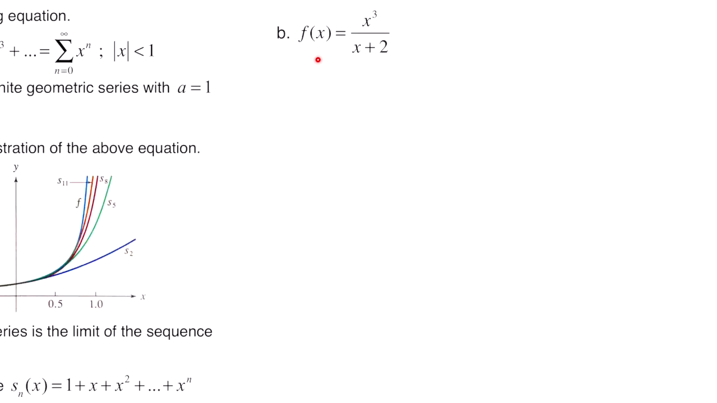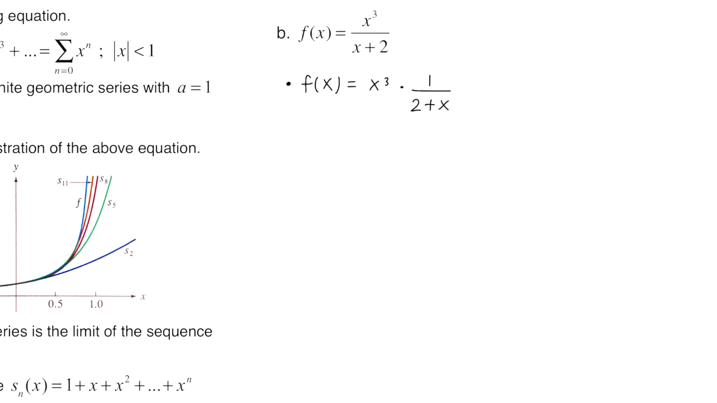For part B, we have f of x equals x cubed over x plus 2. What we're trying to do is get this function in the form of 1 over 1 minus x, so we have a little bit of manipulating to do. First, I want to bring this x cubed to the front. I'm just taking the x cubed and multiplying it to the front of the fraction. That leaves 1 over, and then I'm going to rewrite this as 2 plus x. Again, we're trying to get this fraction in the form of 1 over 1 minus x.